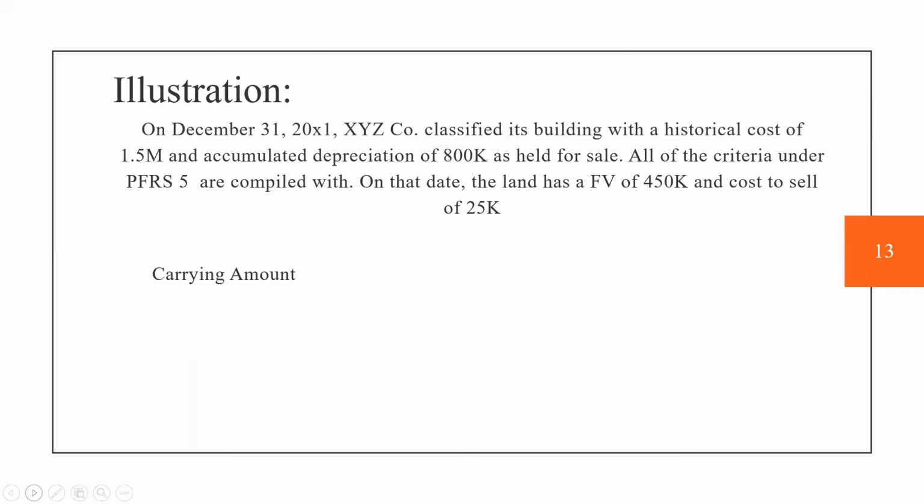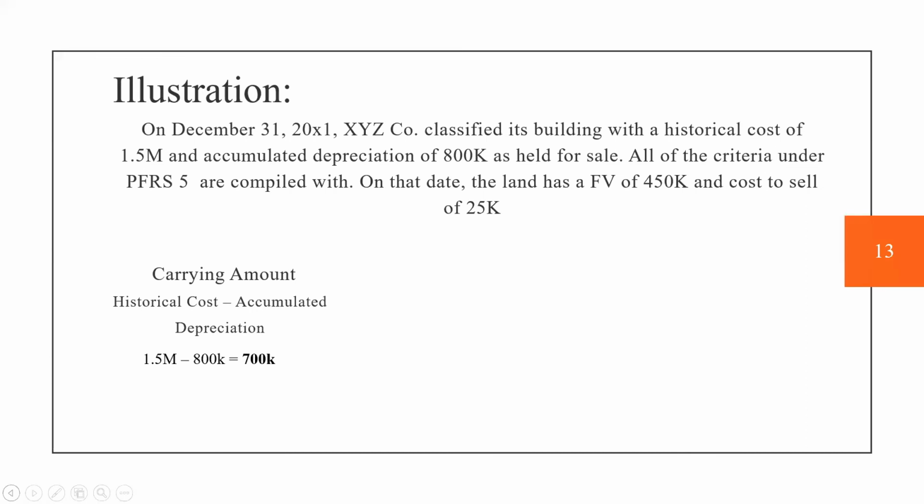In this illustration, kailangan nating mahanap yung lower of cost and fair value, less cost. Paano natin magagawa yun? First, we need to compute the carrying amount and the formula given is historical cost less accumulated depreciation. On our illustration, we have historical cost of 1.5 million and accumulated depreciation of 800,000. Pag ni-less natin siya, we can get the carrying amount of 700,000.